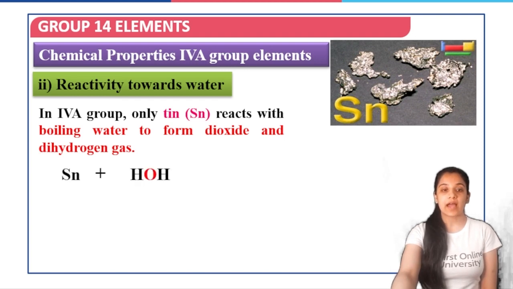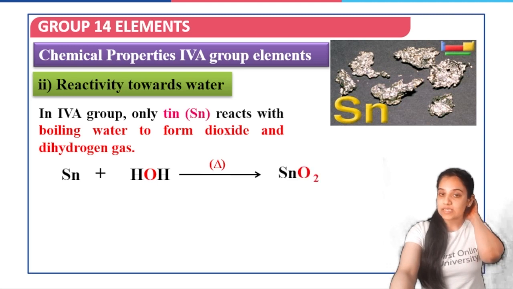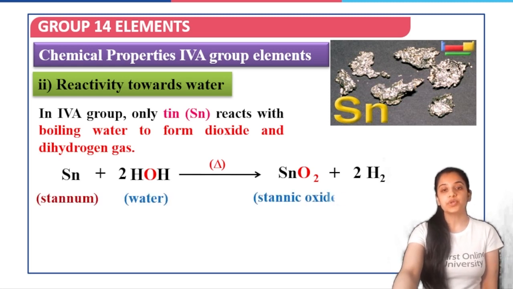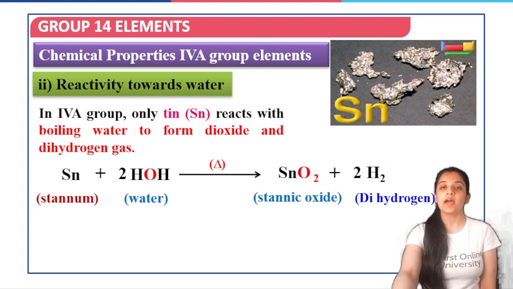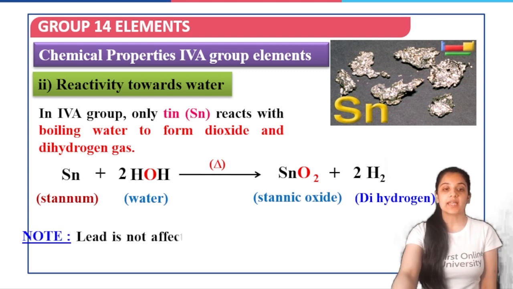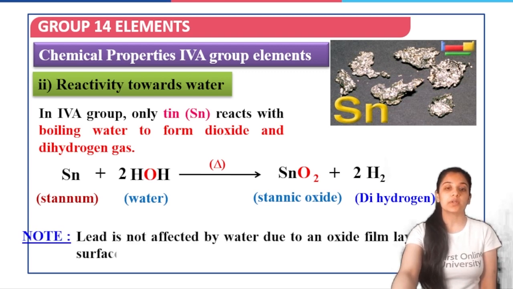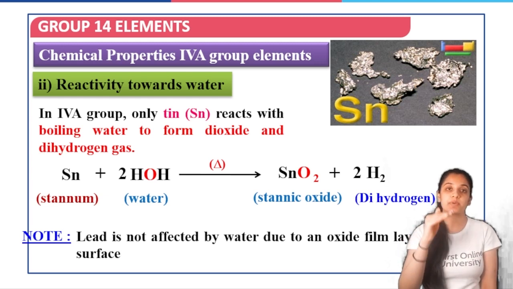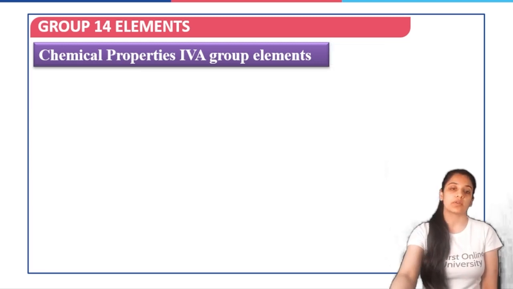So tin will react with H2O, that is HOH is how we represent it. On heating, it will get converted into SnO2, that is tin dioxide, along with H2 being liberated. And this is how we can balance the equation. So stannum is going to react with water to form stannic oxide and dihydrogen. Note that lead is not affected by water because an oxide film is going to be formed on the surface of lead, which will prevent its reaction with water.